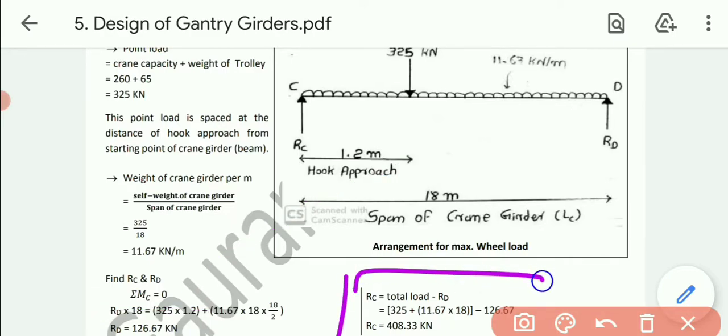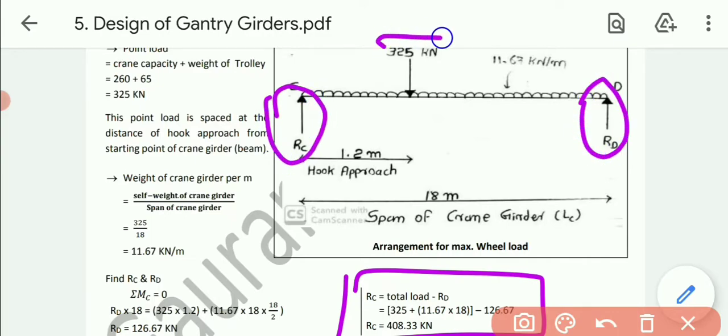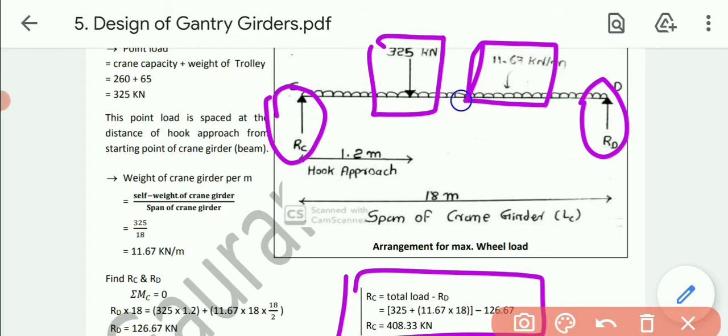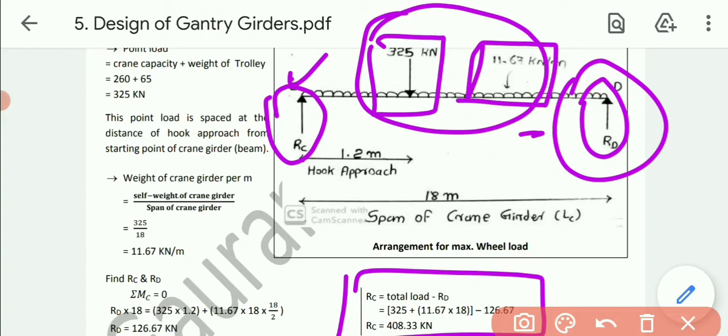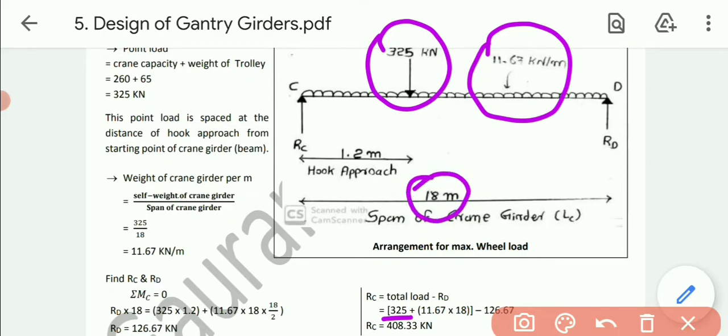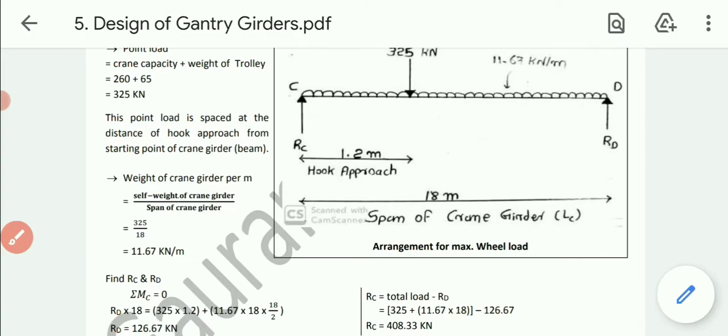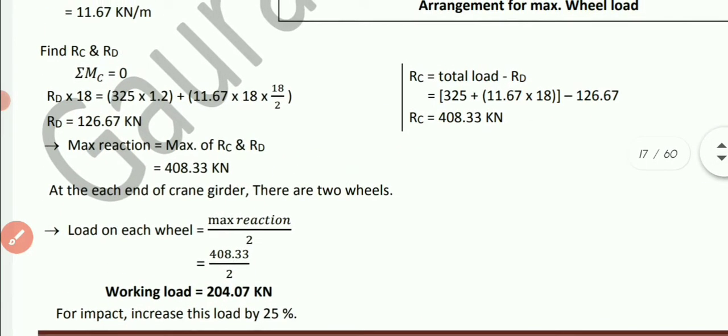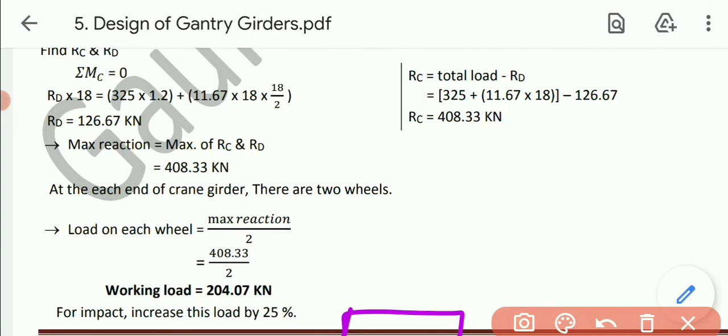Now next RC. Sigma V equals 0, upward equals downward, so RC and RD are upward, and the downward forces are 325 as well as this UDL. So RC will be the total load minus RD. Total load 325, then the total UDL 11.67 acting over the span of 18 meter, minus RD, that is 126. By simplifying, I will get the value of RC as 408. Now let me show the data. Yes, so I've got the answer for RC and RD.